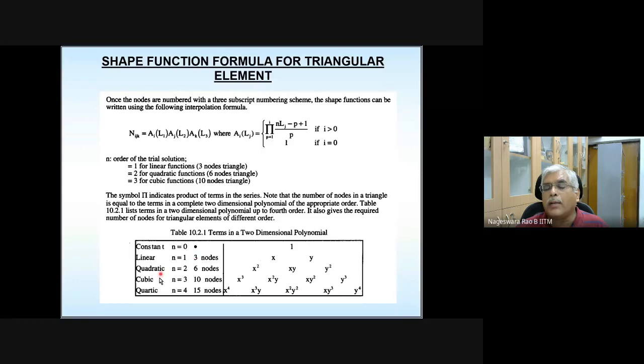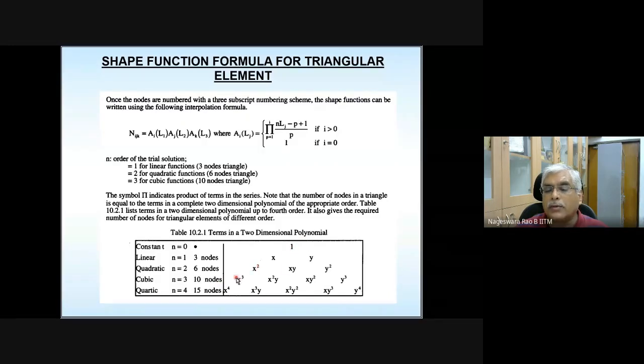To get an idea about it, this table is given here. If you have a 3-node triangular element, you need to start with A0. You can see here, this is Pascal's triangle: A0 plus A1x plus A2y. So n is equal to 1. And if you have a 6-node triangular element, you need to start with a polynomial having A0 plus A1x plus A2y plus A3x square plus A4xy plus A5y square. So n is equal to 2. Similarly, 10 nodes. If you want to have 10 nodes, you need to start with the polynomial having 10 coefficients.